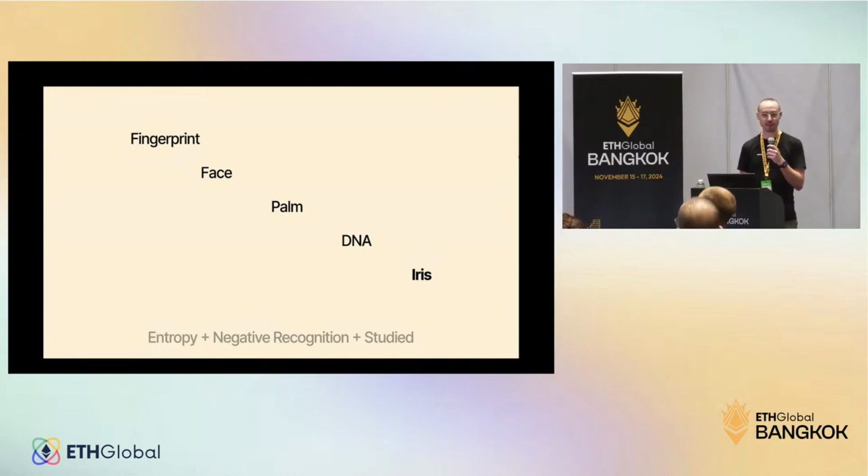So ultimately, we settled on using the iris, which has a lot of entropy. It's unique to every human. Even identical twins have very different irises. And it's also something that requires a level of consent, right? You can close your eyes if you don't want someone to see your iris. It's not something that can be scanned passively while you're walking past on the street. Your face could be. You're not leaving fingerprints or palm prints everywhere like you are on glasses at restaurants and things like that.